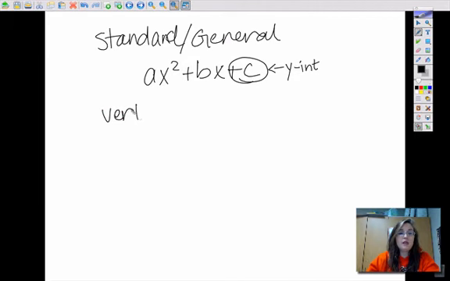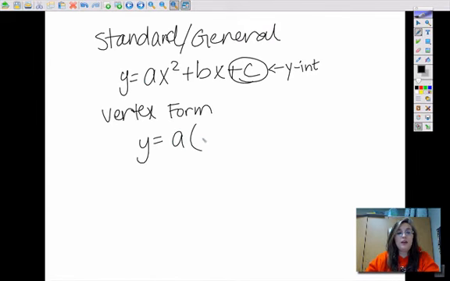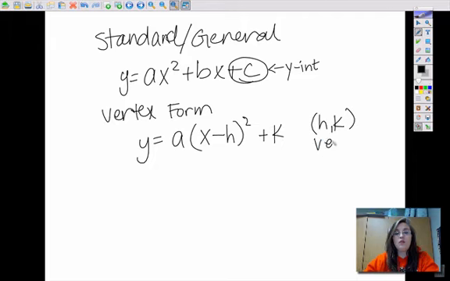We've got vertex form, where we've got y equals, so I guess I should have written y equals on this one, a, again in the front, times x minus h squared plus k. And that's where h, k is the coordinate of the vertex. So notice that the h value of the vertex is subtracted and the k value is added.